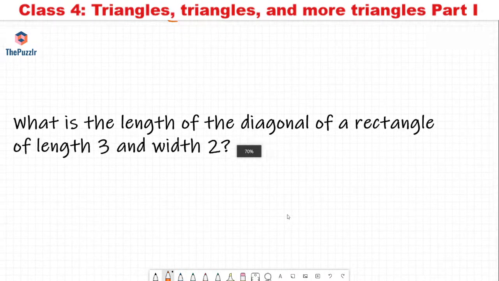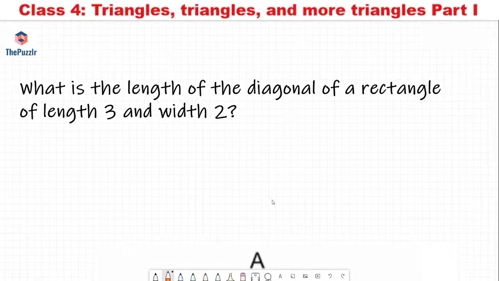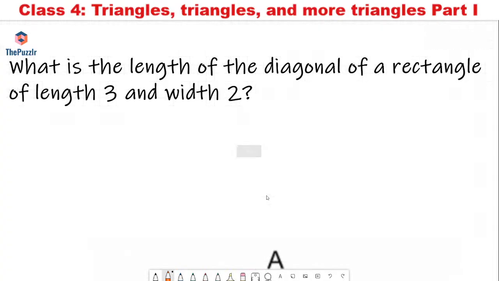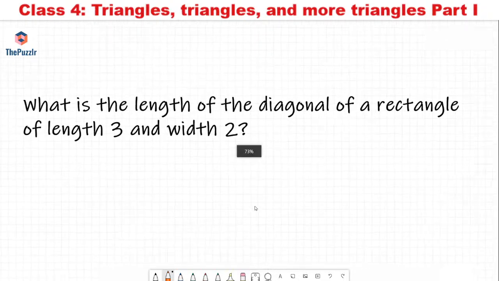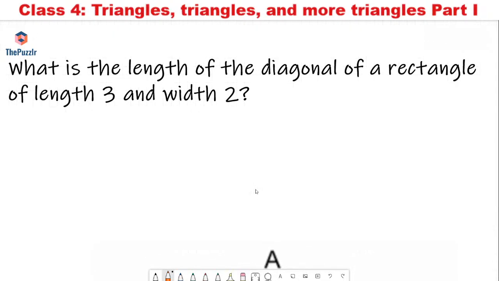Another Pythagorean theorem, not a triple, a theorem. So this problem also uses the Pythagorean theorem. What is the length of the diagonal of a rectangle of length 3 and width 2? So this problem, it also applies the Pythagorean theorem, but you sort of have to notice how and why. You might need to draw a diagram, right? I just gave you a hint. That diagram might be a rectangle.